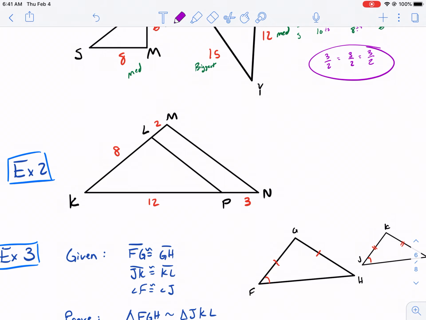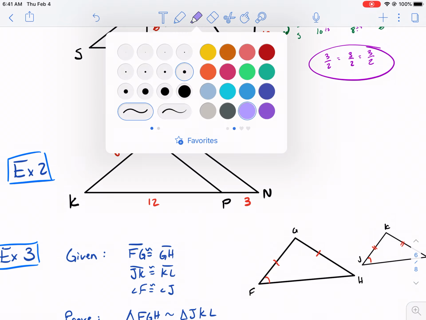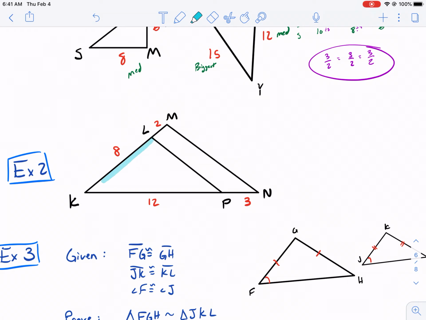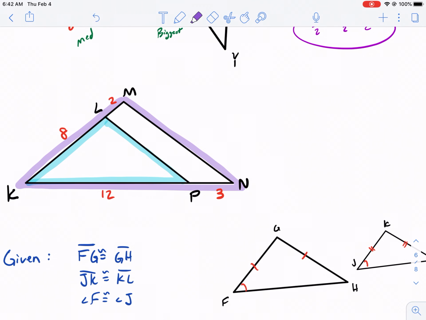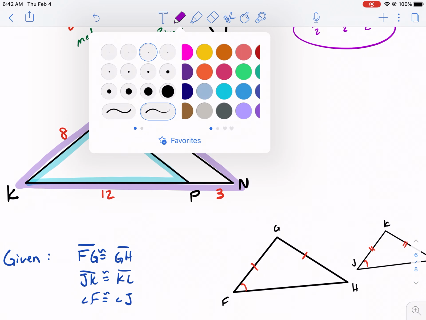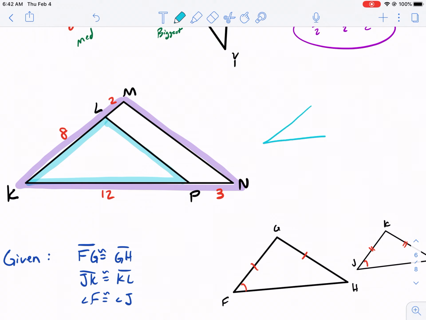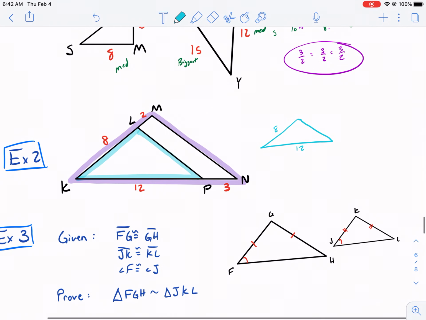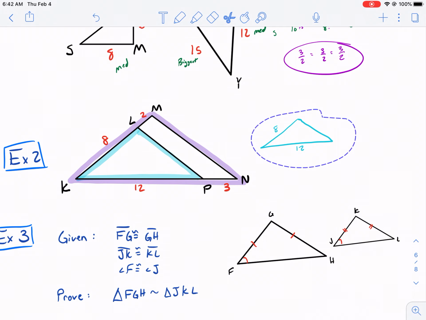Example 2, we have some overlapping triangles. Anytime you have this situation, I would encourage you to draw out the separate triangles. So I'm going to draw my small one in blue, and my big one in purple. Okay, so here's my big one. Okay, I did a great job drawing those two triangles. Just saying. Now what I like to do is separate it. So I'm going to separate it into the small one, and I'm going to redraw the dimensions. So I know this is 8, I know this is 12, and then I have an unknown side there. And we might not even need it later, but I'm just keeping it blank for now.